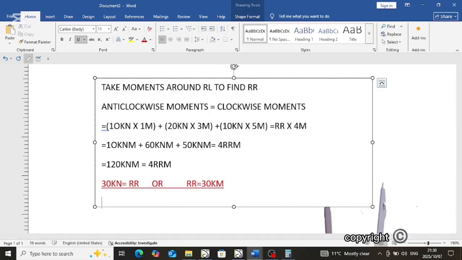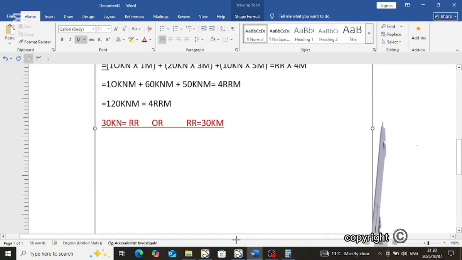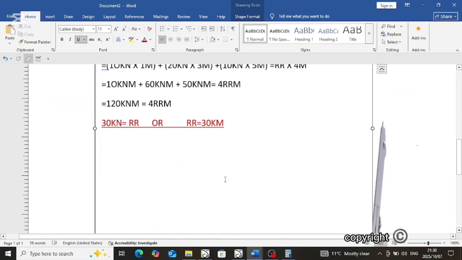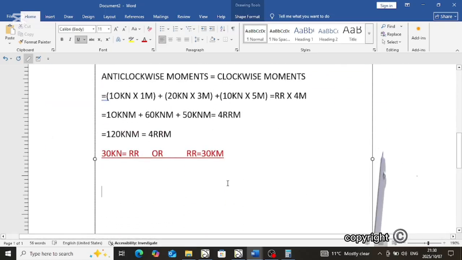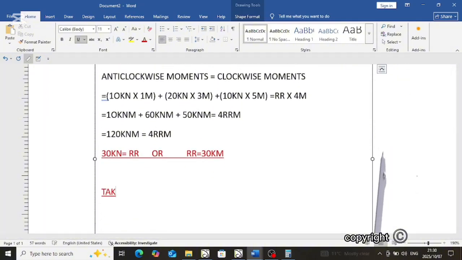This is kilonewton. So let's go to RL. How to find RL? To find RL, we have to take moments around RR. Then we are taking moments around RR to find RL.